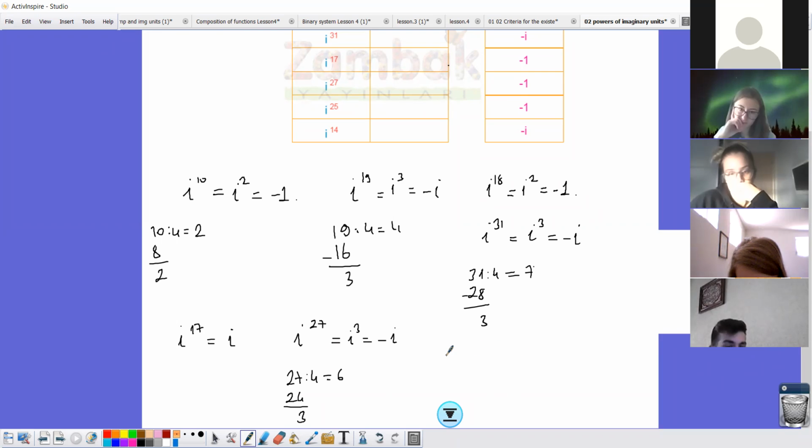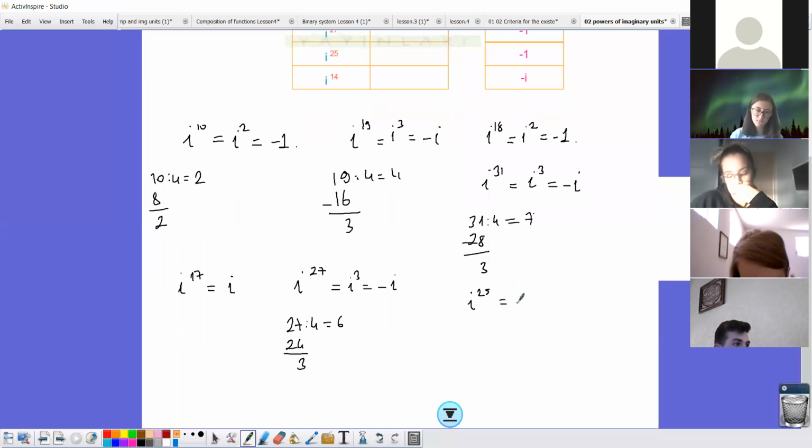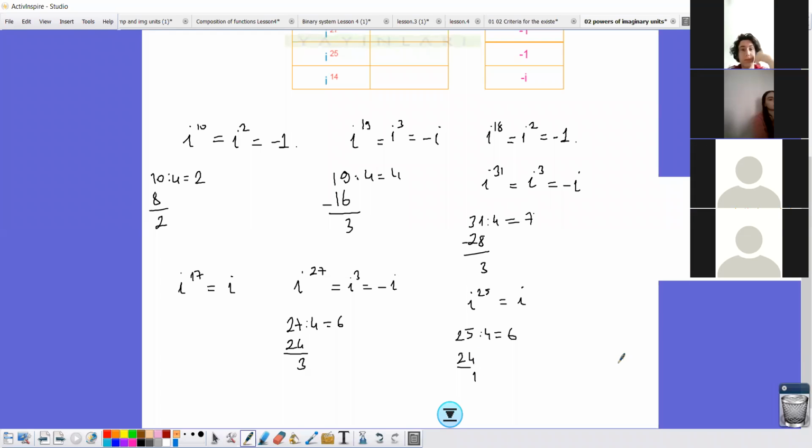Okay. Thank you. Yona, what will be I to the power of 25? Teacher, it will be I. Why? Because 25 divided by 4 will be 6, and the remainder will be 1. Yes, and I to the power of 1 is I. Okay, great.